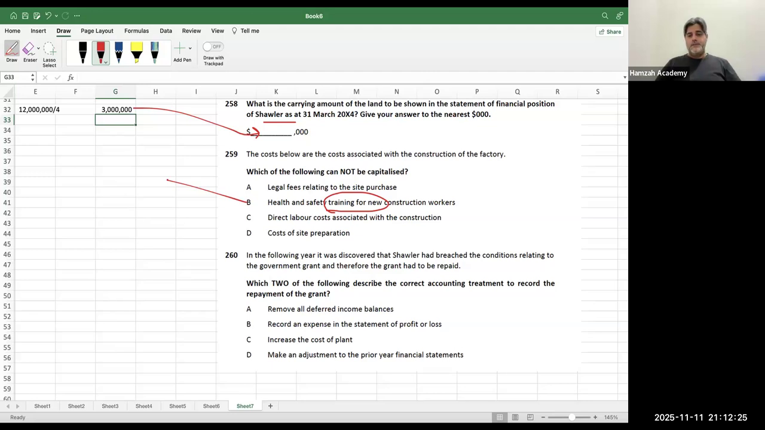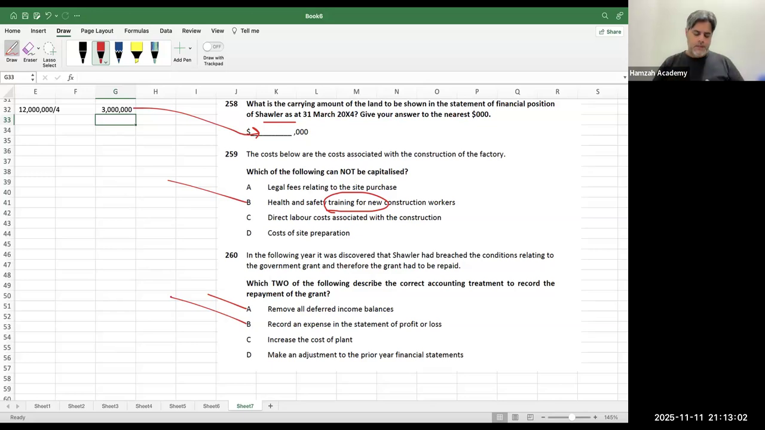Then in the following year, it was discovered that the scholar had breached the conditions relating to the government grant and therefore the grant had to be repaid. Which two of the following describe the correct accounting treatment to record the repayment of grant? A. Remove all the deferred income balances. True. Record an expense in the statement of profit and loss. Yes. Increase the cost of plant. No. Make an adjustment to the prior year. No. Only remove all the deferred income and record the expense in the statement of profit and loss. That's it. This is what you are going to do over here.